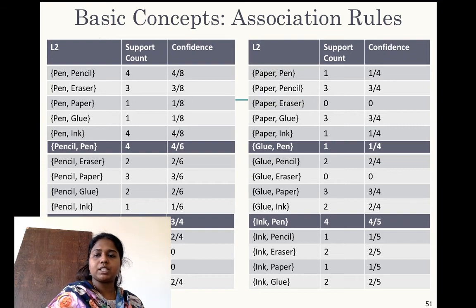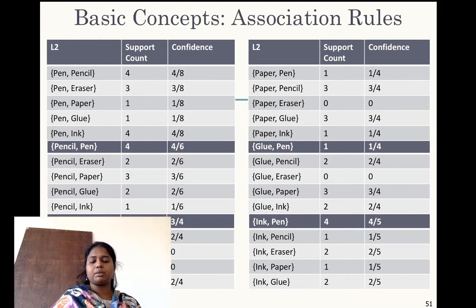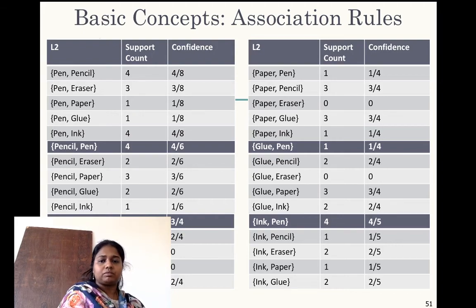With pencil as predecessor, I've got some. With eraser as predecessor, I've got some. Likewise, I've listed all the possible values that I've received till now, and their confidence value is also listed here. From this, now I am going to find out how many of them are frequent in nature.